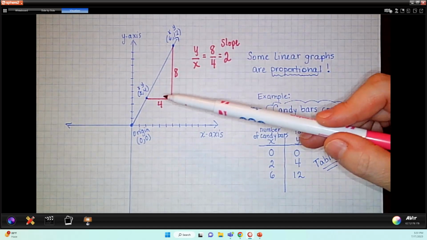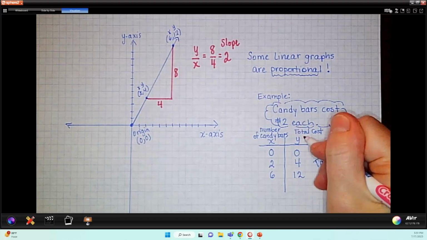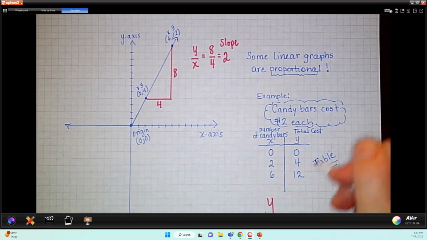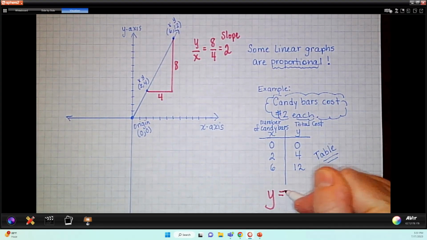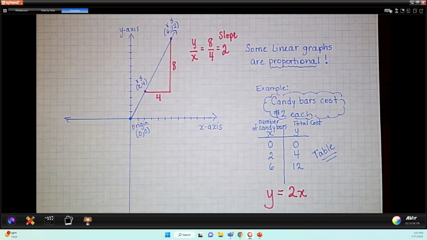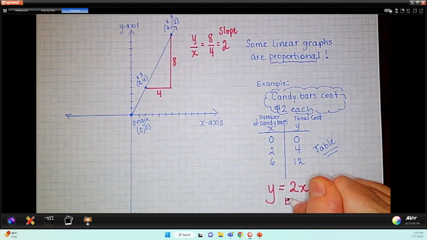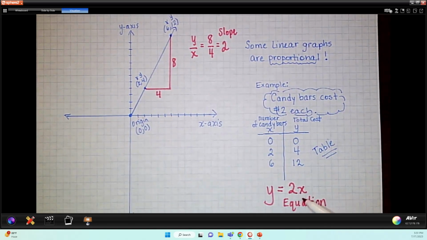So once they find the slope, then we come over here and we say, okay, well, if we know that the total cost of the candy bars is equal to 2 times each candy bar. So that's how we would write our equation. And our equation is the numeric representation of our problem. And we found that by finding the slope. So we know that $2 per candy bar will give us the total cost.